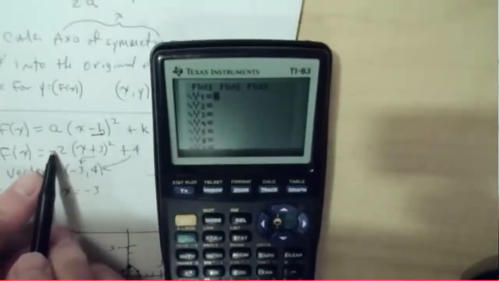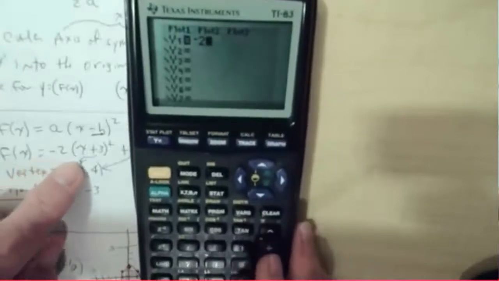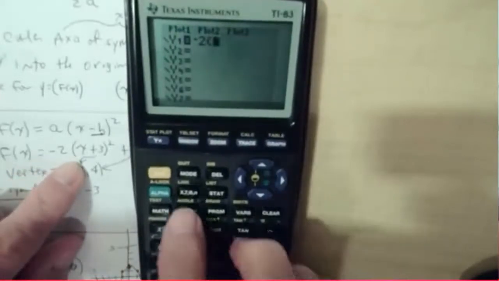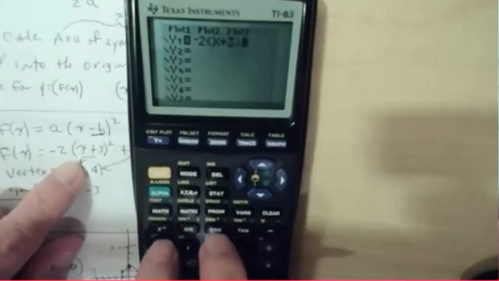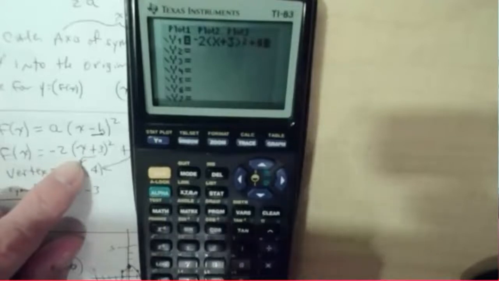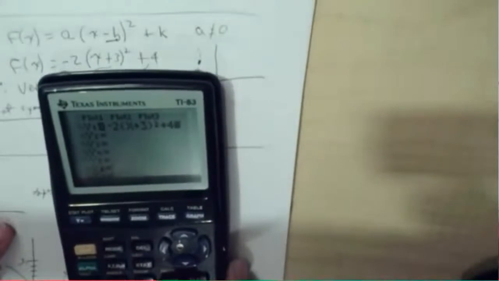So remember, when the negative is at the beginning, we have to use this negative key down here, not the subtract key. So we go -2 open parenthesis x plus 3 closed squared plus 4. Okay, let's double check to make sure we're right. -2 open x plus 3 squared plus 4. Yes. Now we graph it.